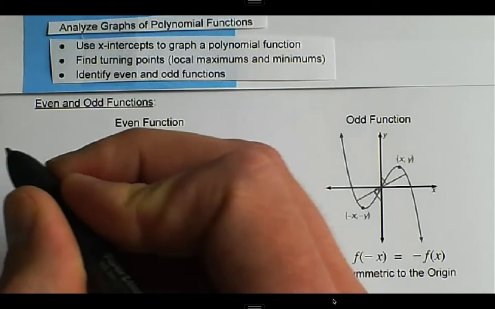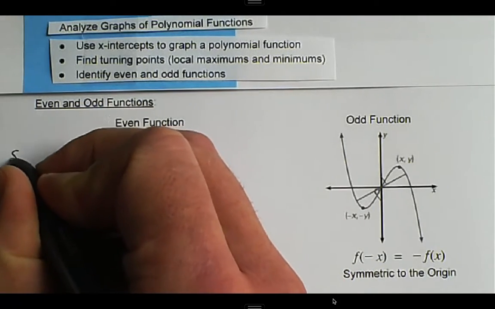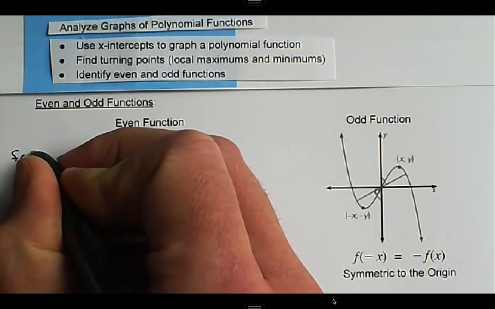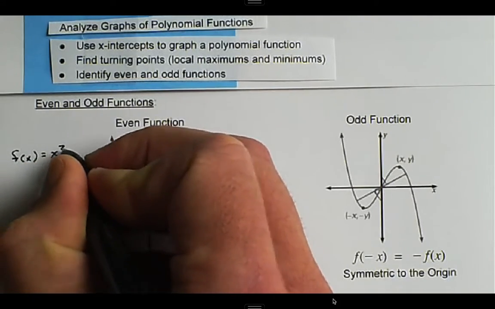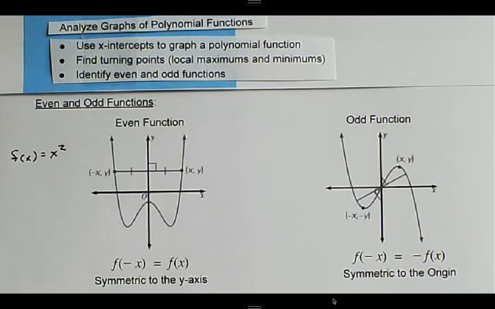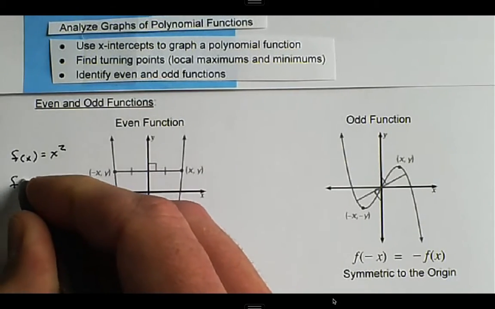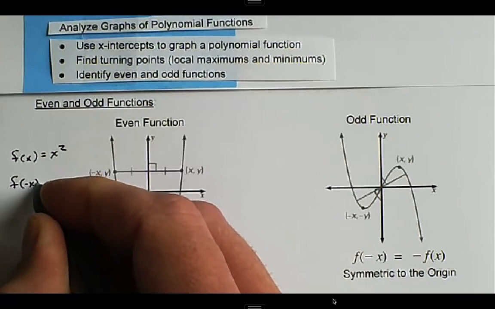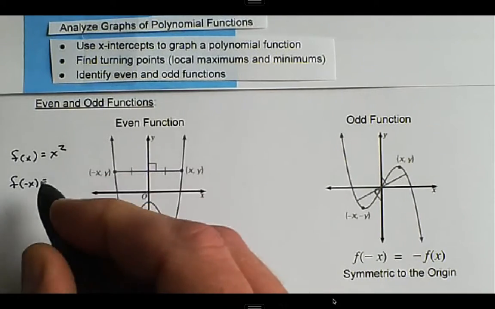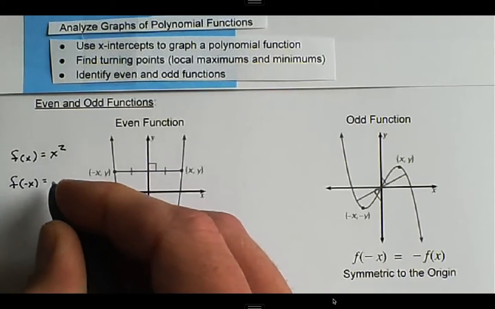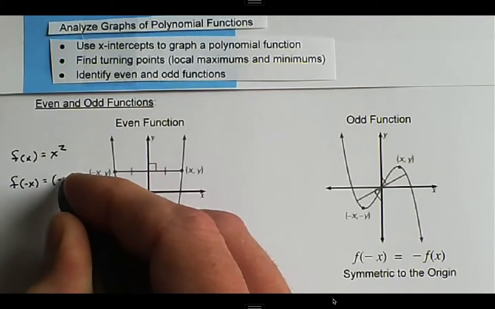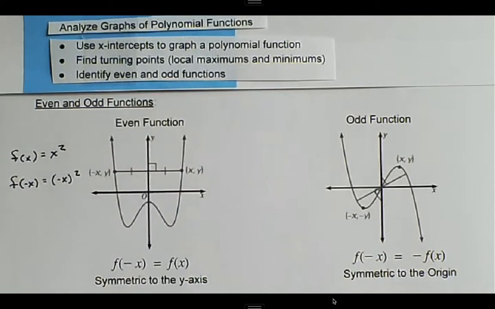So if we're talking about the function f of x equals x squared, that's the original function. And so the test to see if it's even would say if the function evaluated at negative x is equal to, what we do is we substitute negative x into where x was, so that's negative x squared. Well, what does that really mean?